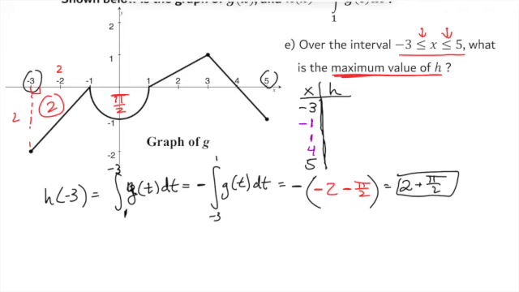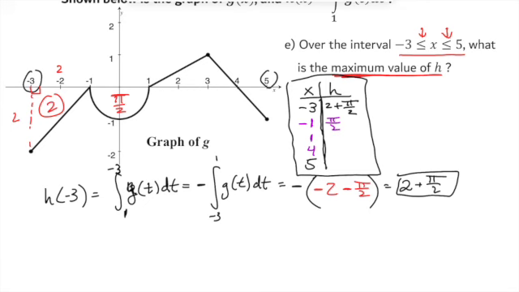So that's the value. I guess I'll try to keep my table neat here. 2 plus pi over 2. Okay, now h of -1, we've already found that back in part B, so we don't really need to find it again or show it again. That had a value of pi over 2.